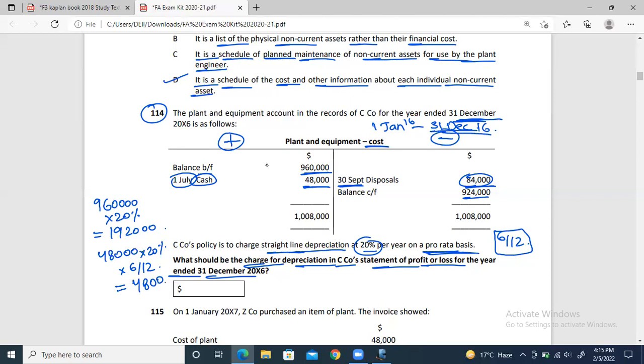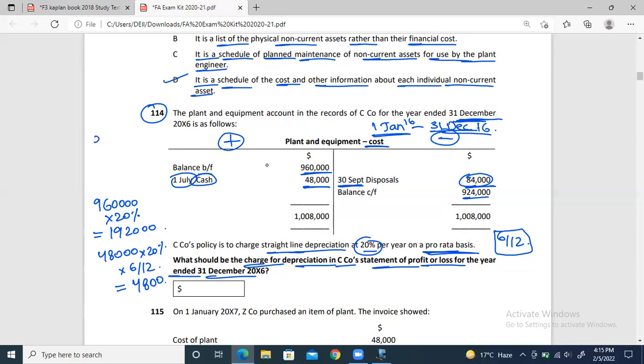Okay. Now, only the last thing is left, which is these disposals. Now you see disposals, we have disposed of it on 30th September, right? That means we were using it since 1st January and we disposed of them in the middle of the year, at 30th September. So how much time did we use it for the whole year? So January, February, March, April, May, June, July, August, September. So that means only 9 months out of the 12 months we used, right?